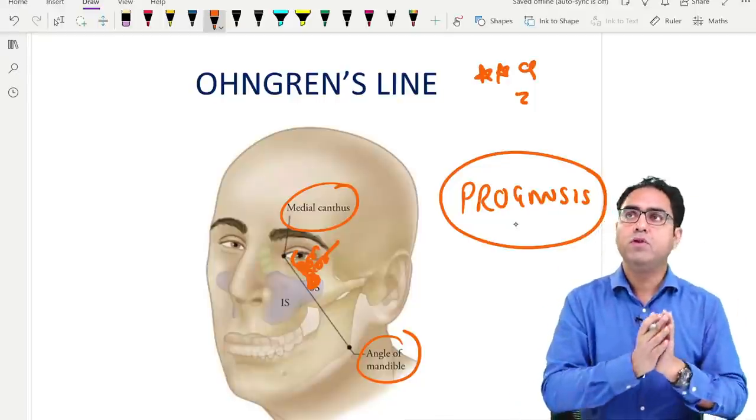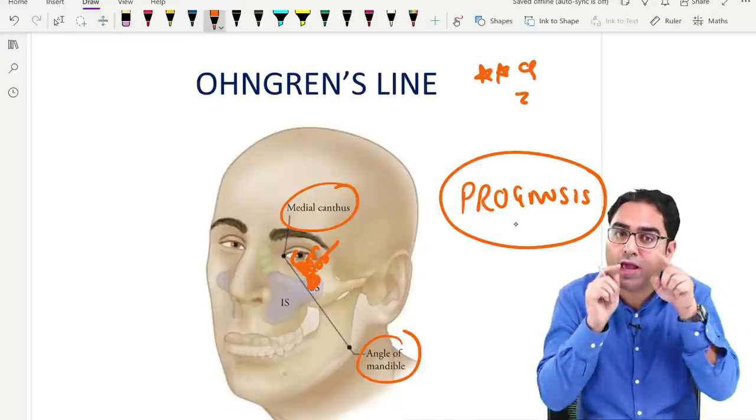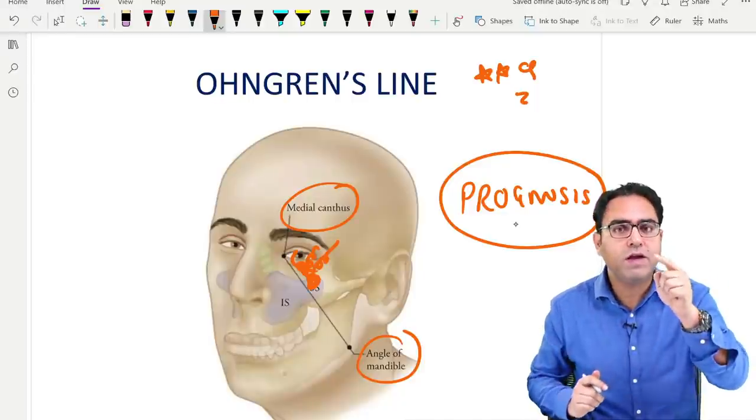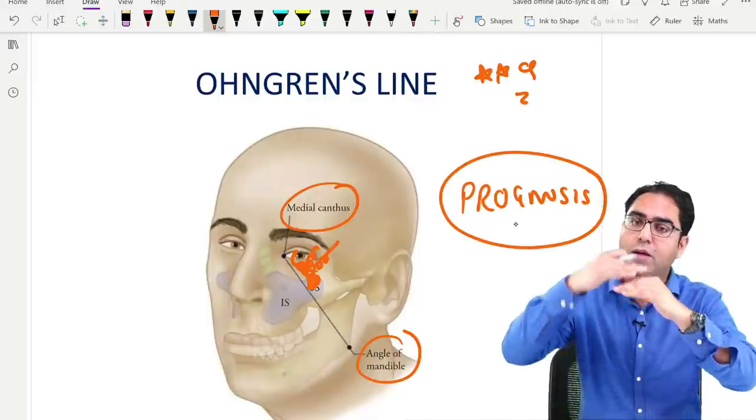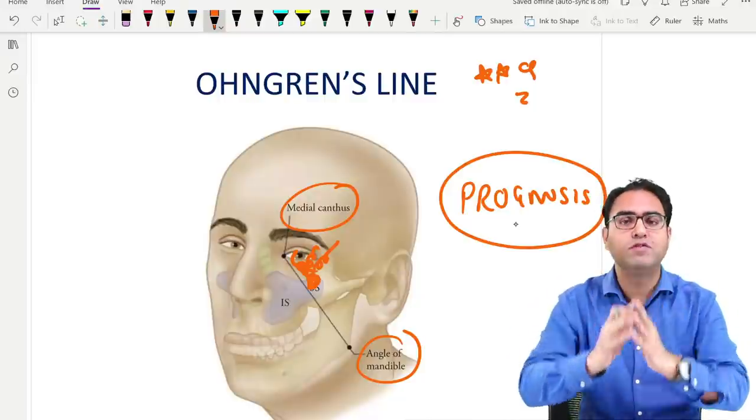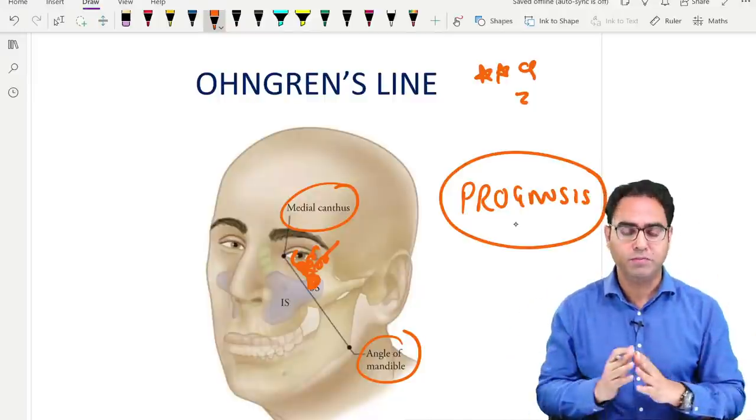Ongren line is not for surgeries. For prognosis of which cancer? Cancer of maxillary sinus. What is the extent? From the medial canthus to the angle of mandible. Any cancer of maxillary sinus above this line will have poor prognosis due to early orbital involvement.